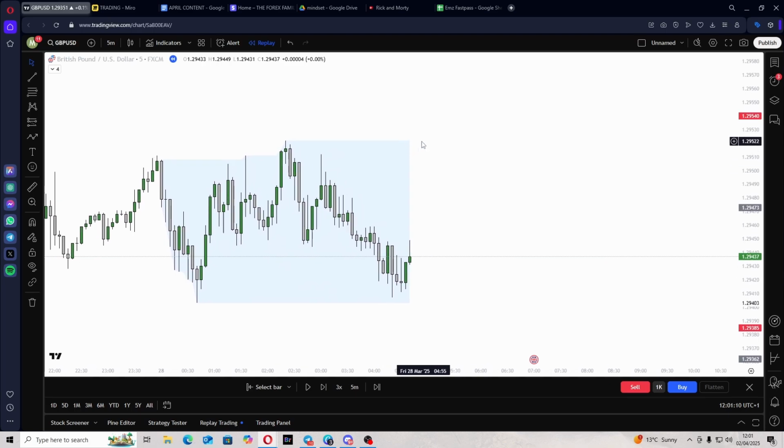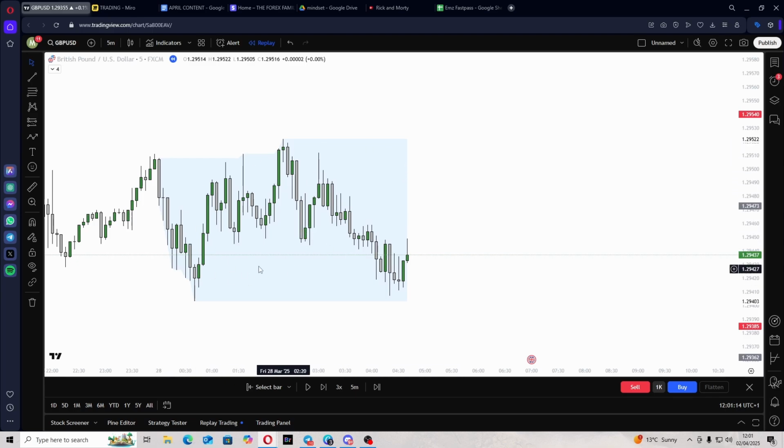First of all, indicators are the best thing. Make sure you use indicators, because I'm using one right now that's telling me where the Asian session is, which is the blue area. If you want this indicator, comment down below and I'll send it straight to you.